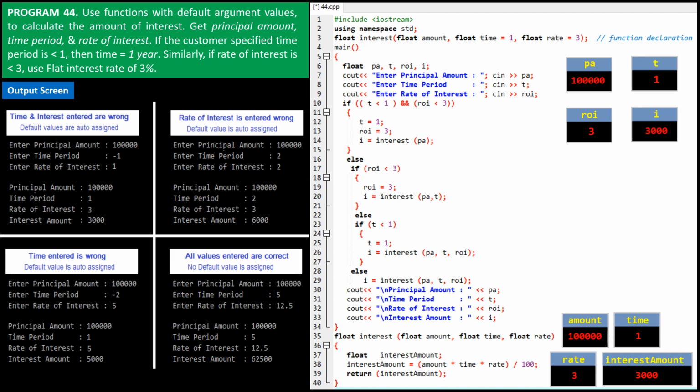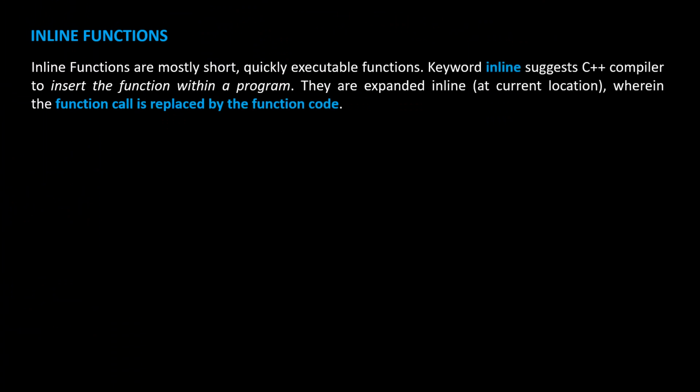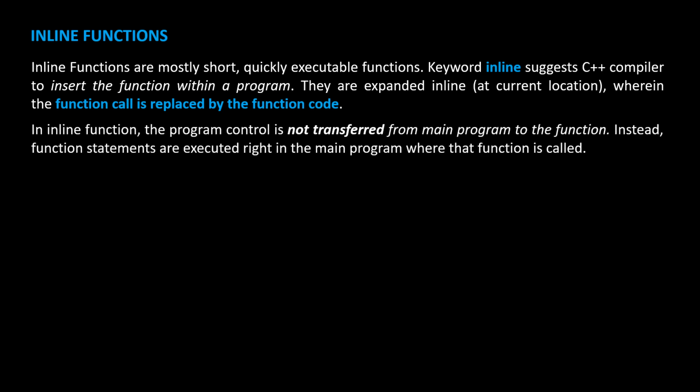Let's next learn about the inline functions. Inline functions are mostly short, quickly executable functions. The keyword inline suggests the C++ compiler to insert the function within a program. They are expanded inline, or at the current location, wherein the function call is replaced by the function code. In an inline function, the program control is not transferred from the main program to the function.